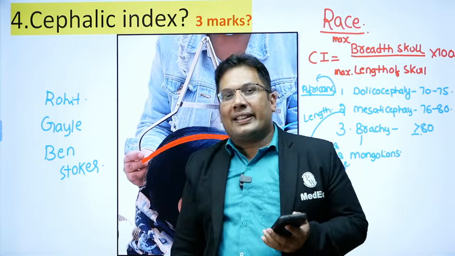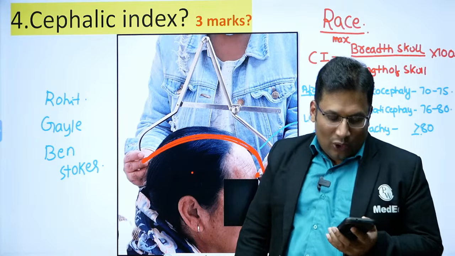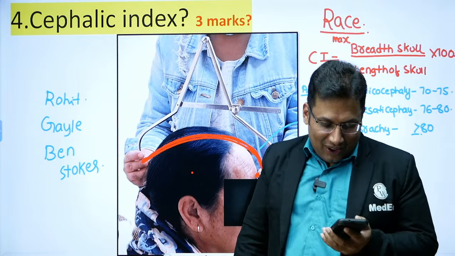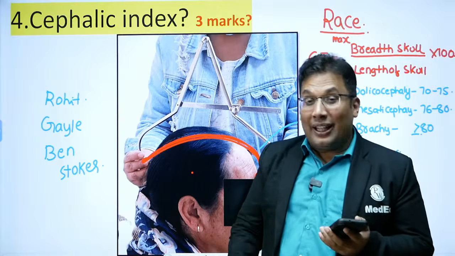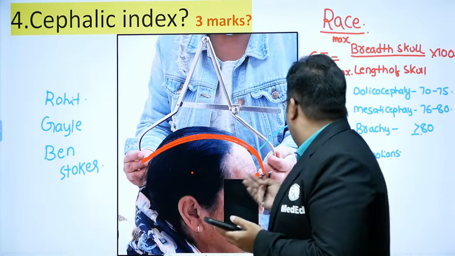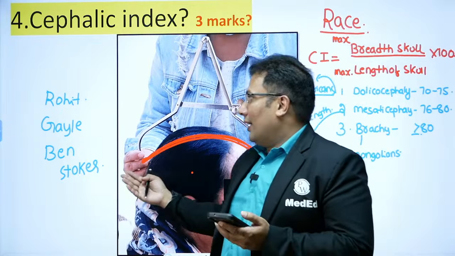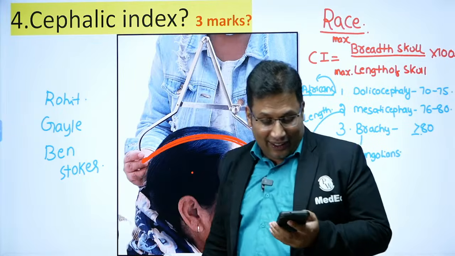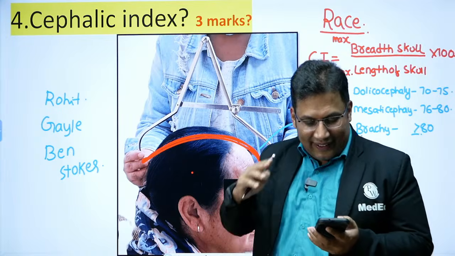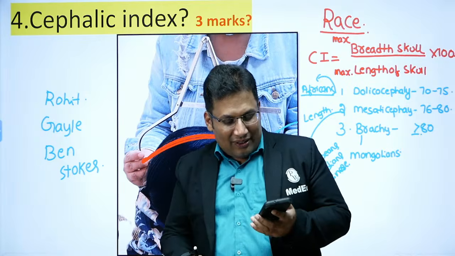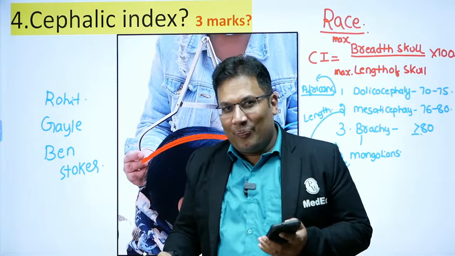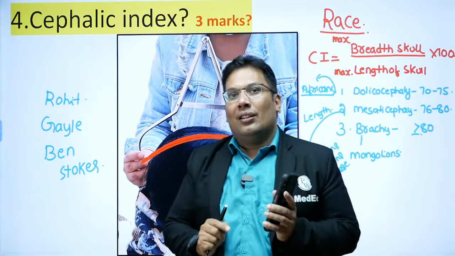Yes, Menaka Datta, excellent answer. Rohit Sharma, 75 to 80, mesaticephaly. And Ben Stokes, Europeans, again mesaticephaly. Then Gayle. What about Chris Gayle? Yes, Chris Gayle, basically 70 to 75. So basically long-headed.